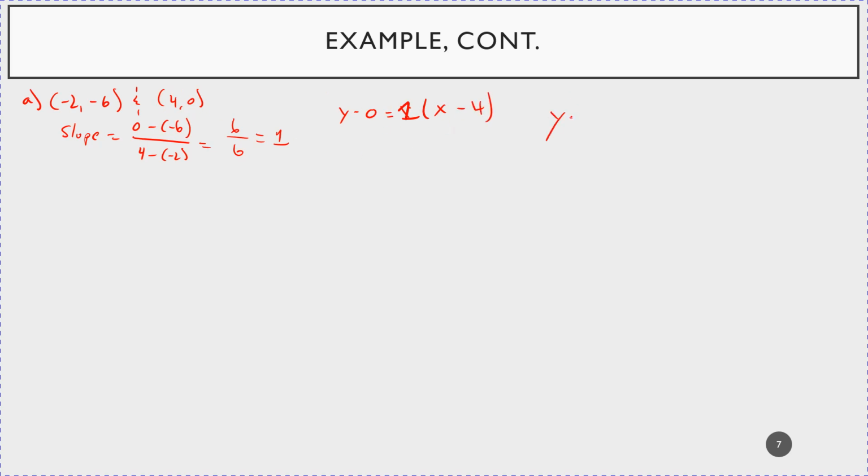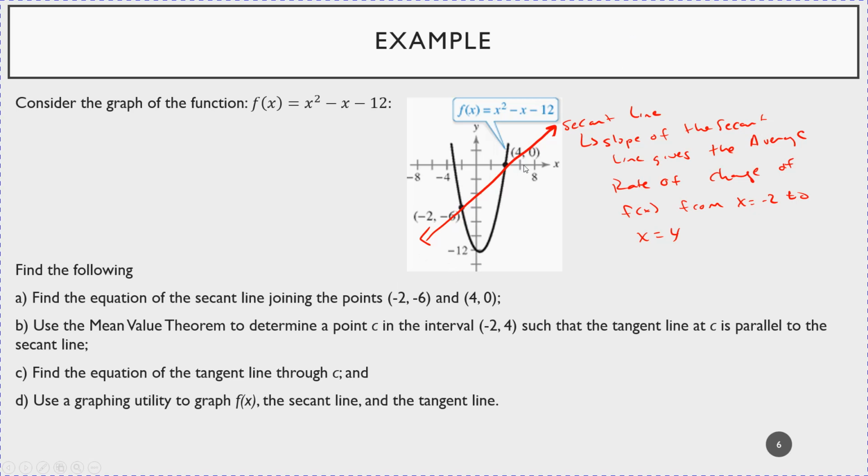So this is y is equal to x minus 4. Okay, that's the equation of this secant line right here. Okay, so now what you're going to do is use the mean value theorem to determine a point c in the interval from -2 to 4, such that the tangent line at c is parallel to the secant line.